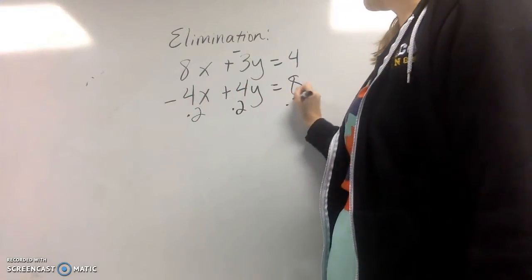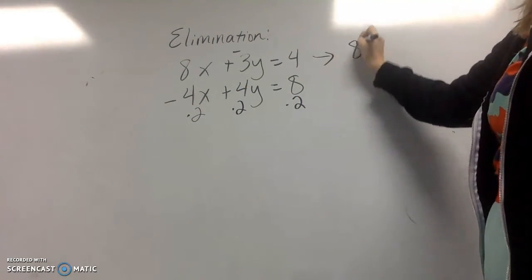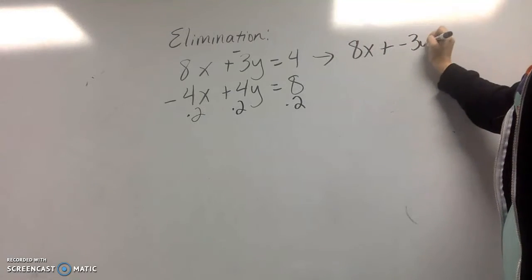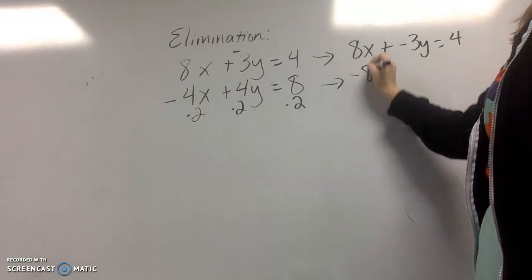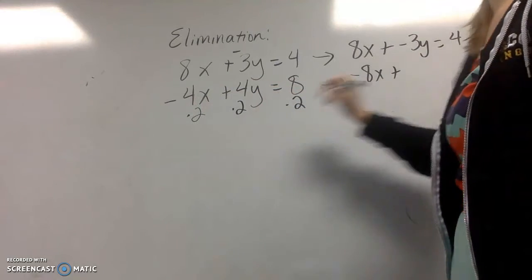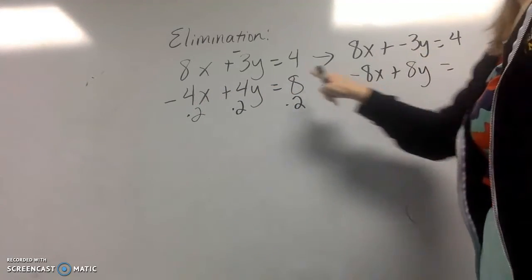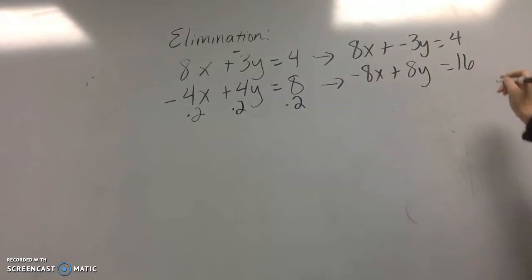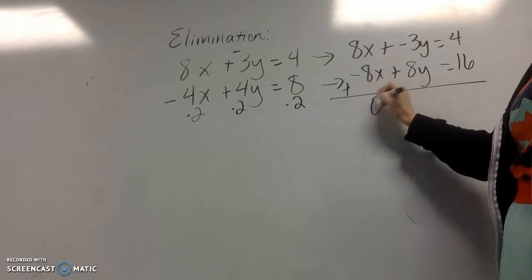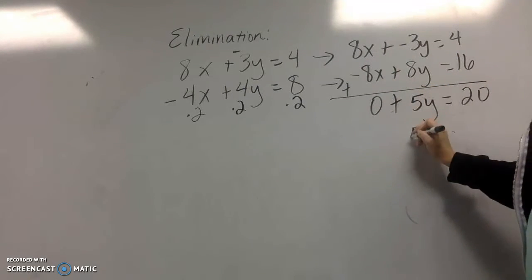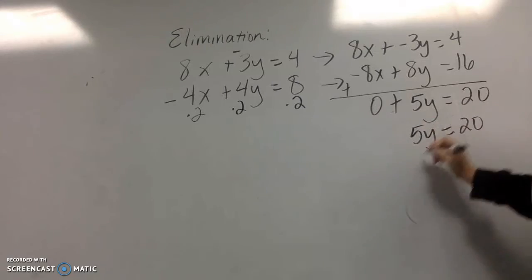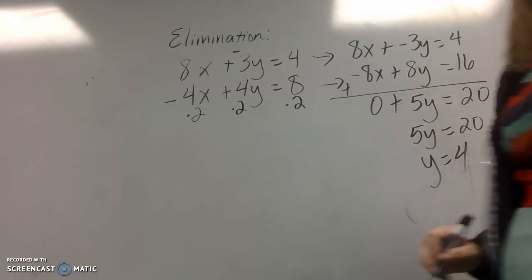So I'm going to have to multiply everything down here by 2. So the top one will remain the same. And the bottom one, negative 4x times 2 is negative 8x. 4 times 2 is 8y. And 8 times 2 is 16. So now when I add them, that is 0. That's going to be 5y. That will be 20. So I have 5y equals 20. So y equals 4.